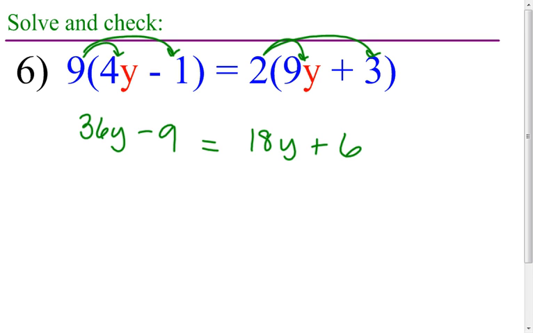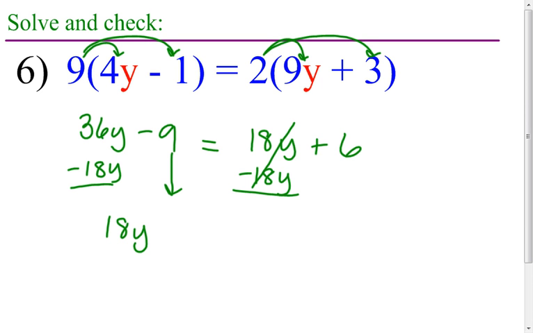All right, and then I want to make sure everything that has a y on it goes on one side, and everything else that does not have a y on it goes to the other side. So I'm going to move this 18y from the right to the left so that I can combine it with my other term that has a y with it. That will drop, and I will have 18y, bring down the negative 9, equals, I've got this positive 6 left over here.